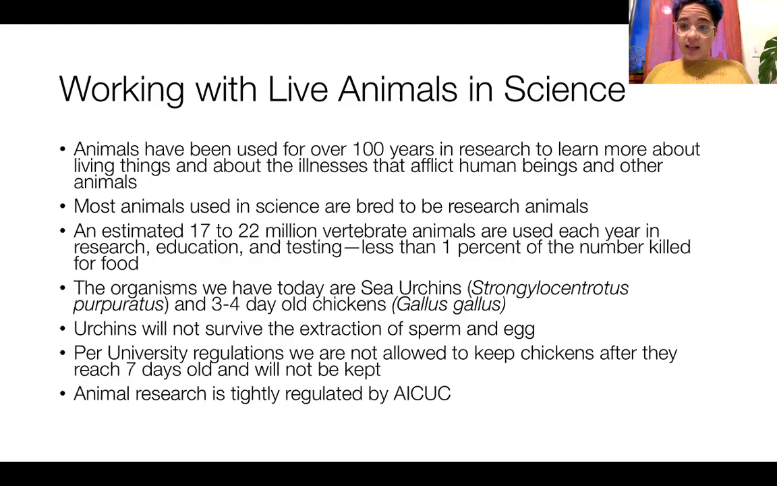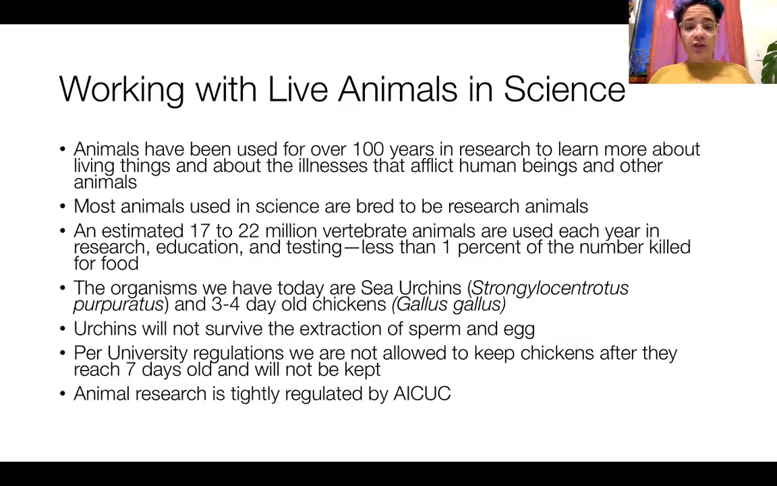The organisms that we have today are the purple sea urchin, which is Strongylocentrotus purpuratus, and our 3 to 4 day chicken eggs, whose scientific name is Gallus gallus. The urchins will not survive the extraction process of their sperm and eggs, so we inject potassium chloride into them, which acts as a stressor. They will release their sperm and their eggs, and then they pretty quickly die. If we were not to extract the sperm and the eggs, the urchins would not survive the shipping process anyway.